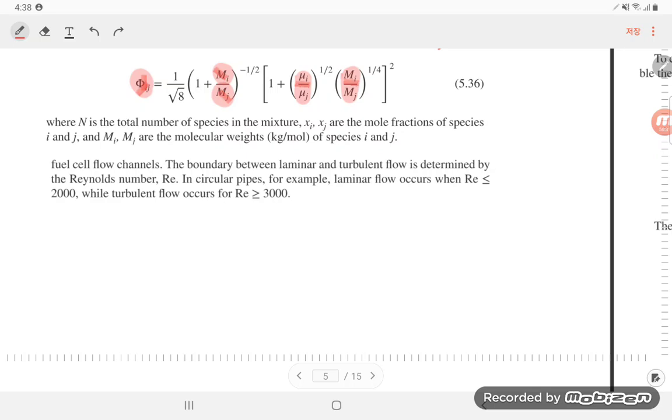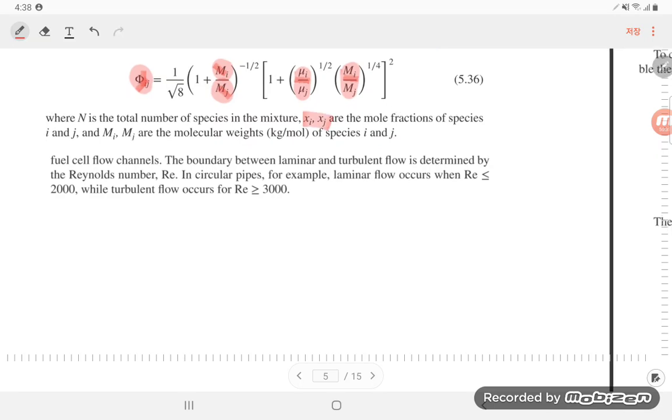And here, Xi and Xj are the mole fractions of species i and j, and M here is the molecular weight, gram per mole or kilogram per mole.